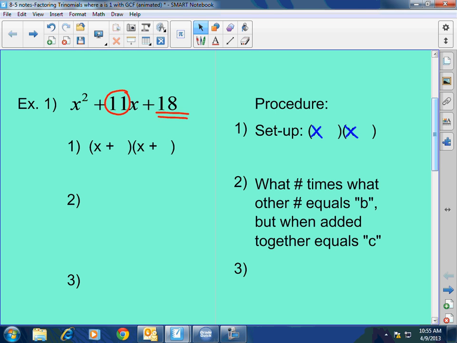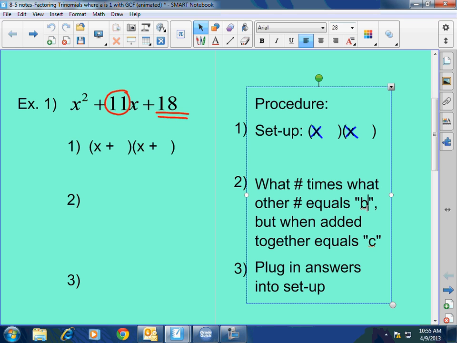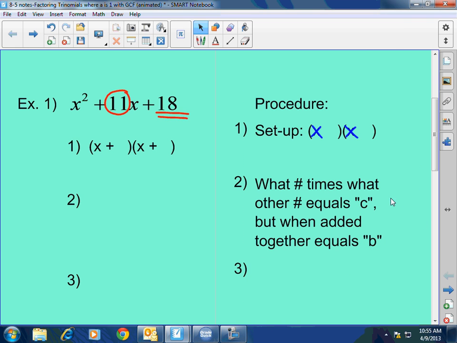But when added together, and I messed this up. This is C, duh, and this is B, my bad. Okay, sorry about that. So what number times what other number equals C, but when added together equals B?